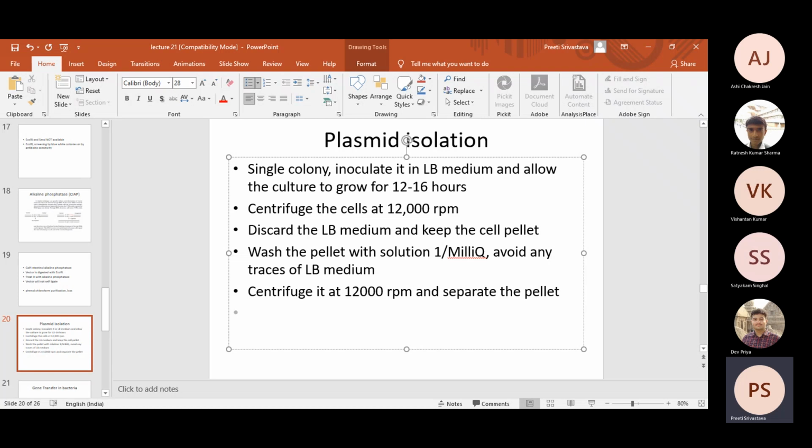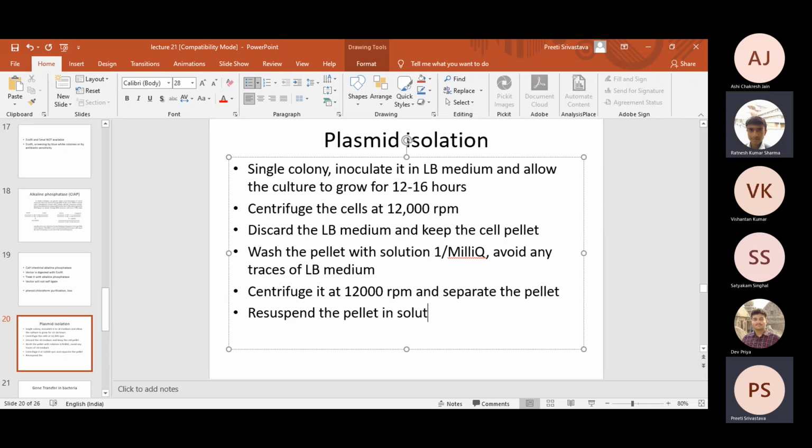Media actually has a lot of salt. If you see the composition of LB, LB has yeast extract, tryptone, and sodium chloride. So it is this sodium chloride which can trouble you a lot. Therefore, it is very important that you should not have any traces of media. Okay.